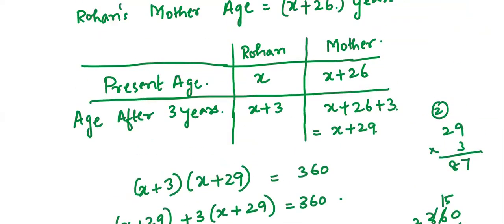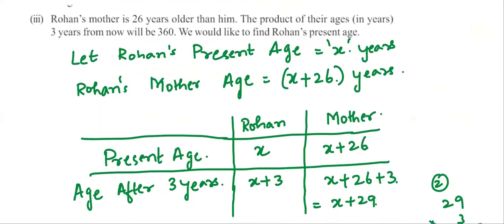I hope this is clear for you. I'm going to explain this age question one more time. What is given? Rohan's mother is 26 years older than him. The product of their ages 3 years from now will be 360. Let Rohan's present age be x. Then his mother's age will be x plus 26, because she is 26 years more than him. Now, what will be the age after 3 years? If the present age is x, it will be 3 years more, so we add 3. So x plus 3 will be the age after 3 years.